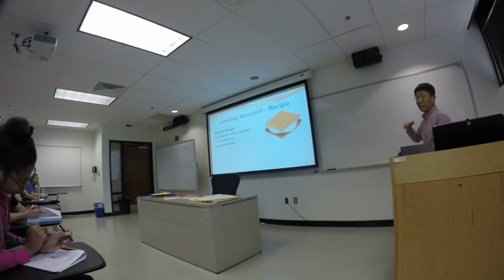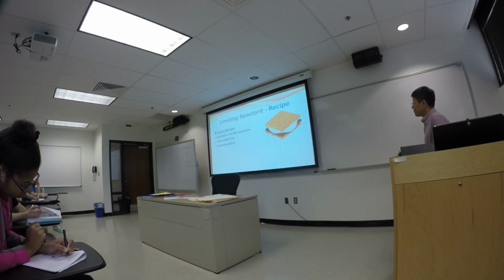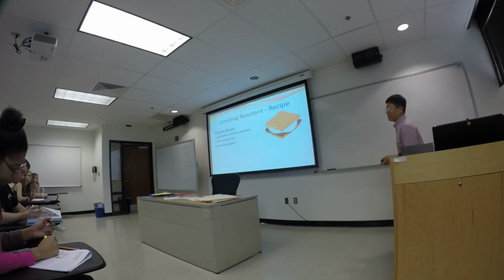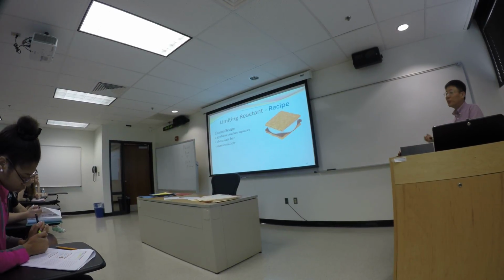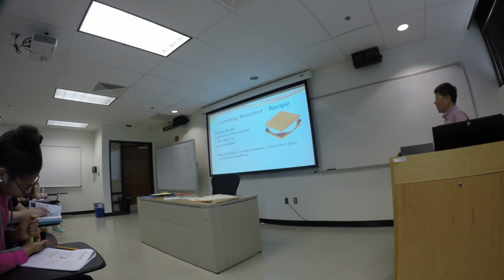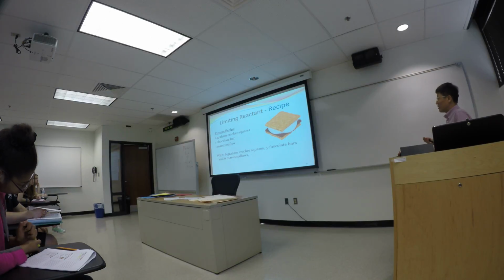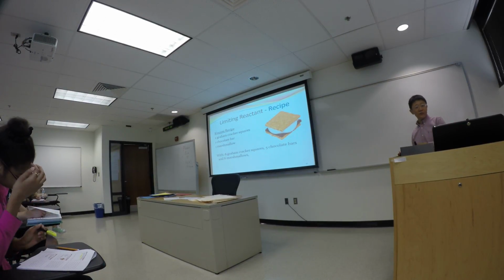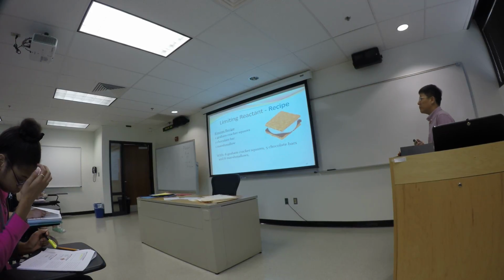Okay, so instead of doing chemistry, let's give you some analogies here. Some more recipe: it asks for 2 pieces of cracker, 1 chocolate bar, and 1 marshmallow to have a complete product. So if you have 6 crackers, 5 chocolate bars and 6 marshmallows, how many final products do you get?